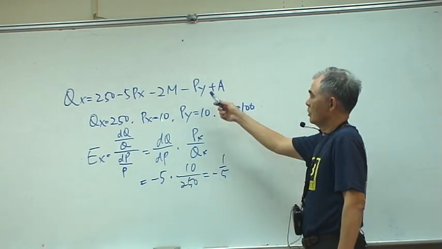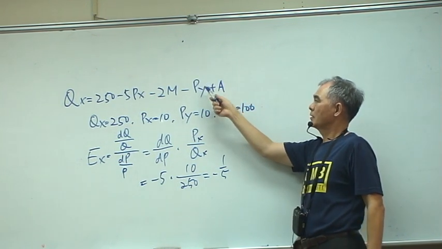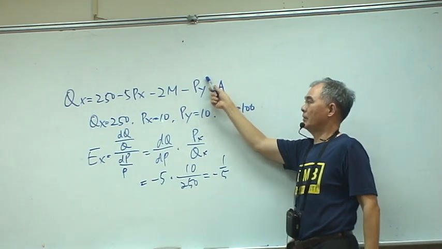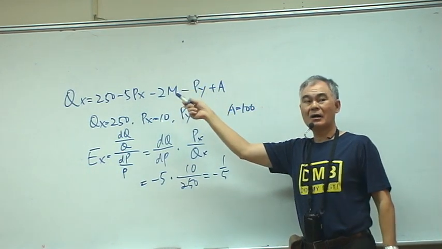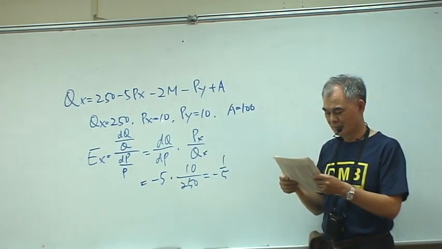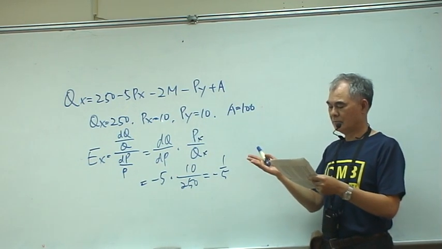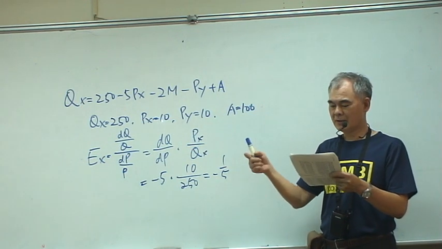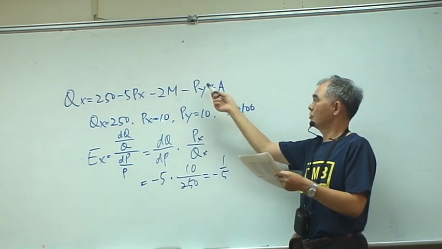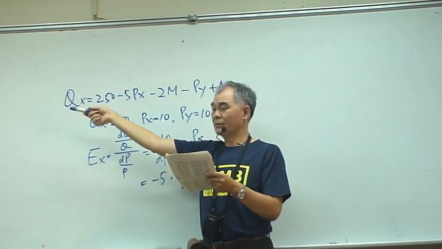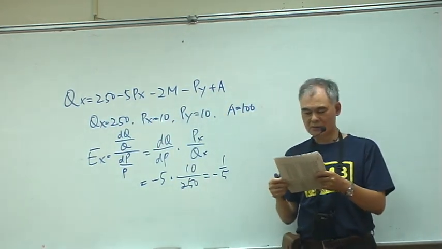B says X and Y are substitutes. Let's check it. If the price of Y goes up, QX is going to go down, right? So one up, the other down. So they are complements. C says X and Y are neutral, so that's wrong. And D is exactly what they are. If Py goes up, Qx will go down. So the answer is D.